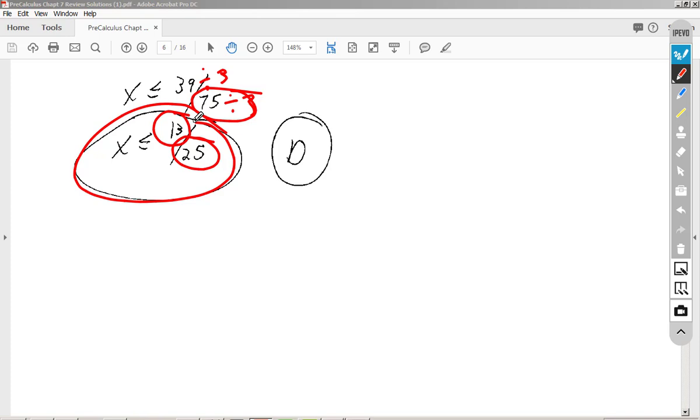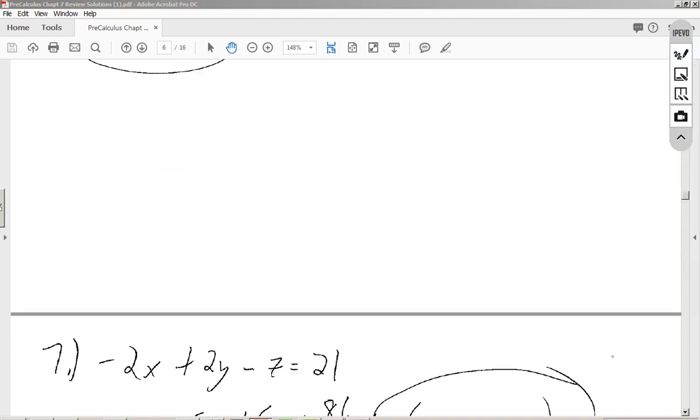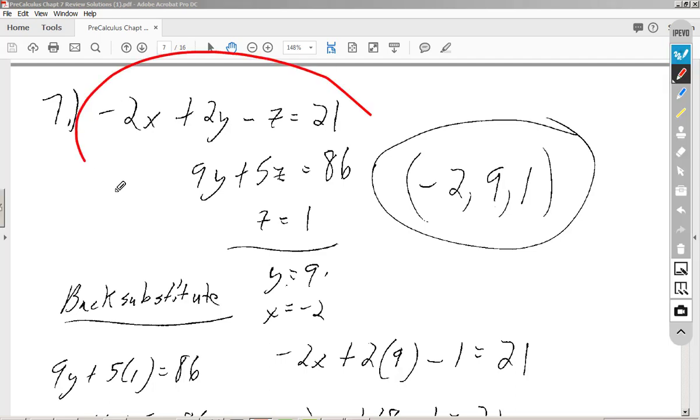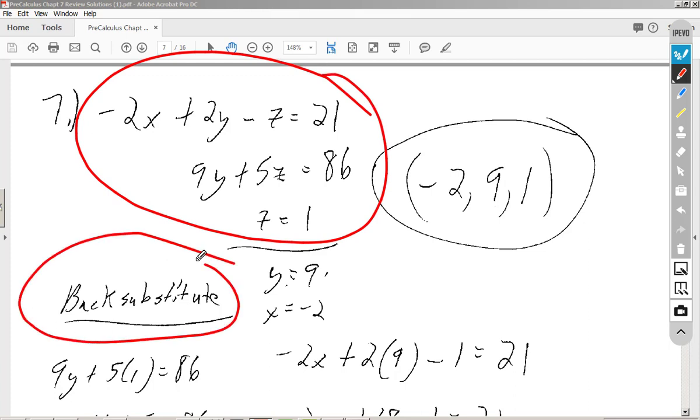Okay, number 7. Let's go ahead and scroll up and take a look at our problem on number 7. On number 7, it says we have negative 2x plus 2y minus z equals 21, 9y plus 5z all equals 86, and z is going to equal 1. You're going to notice that this problem right here is in what's called row echelon form. Now to solve row echelon form, you're going to use back substitution.